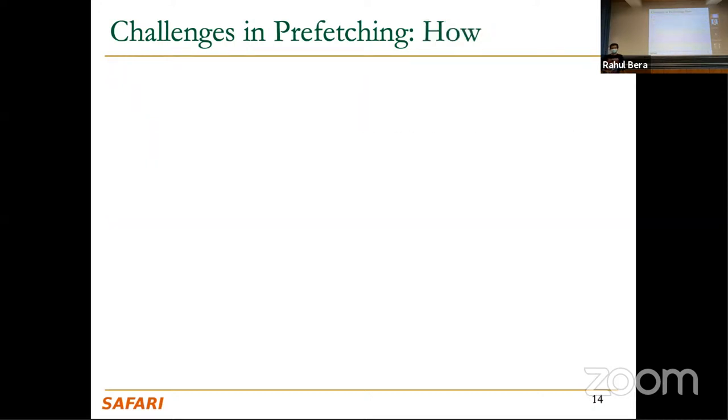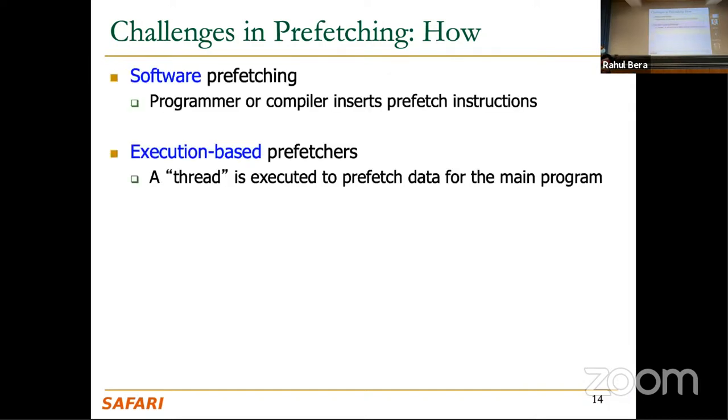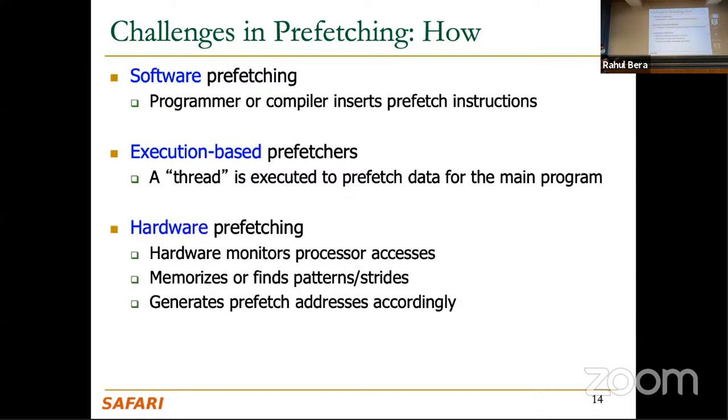And then the third question is how we want to do the prefetch. There are three broad approaches to prefetching in traditional architectures. The first one is software prefetching, where the programmer or the compiler explicitly injects prefetch instructions. The second one is execution-based prefetching, and a very good example is Professor Mutlu's work on run-ahead execution. In this case, a thread or some execution context is executed to prefetch the data for the main program. And the third way is hardware prefetching, where the hardware itself monitors the processor's memory accesses, tries to mine patterns from the address stream the program is generating, and generates prefetches accordingly.